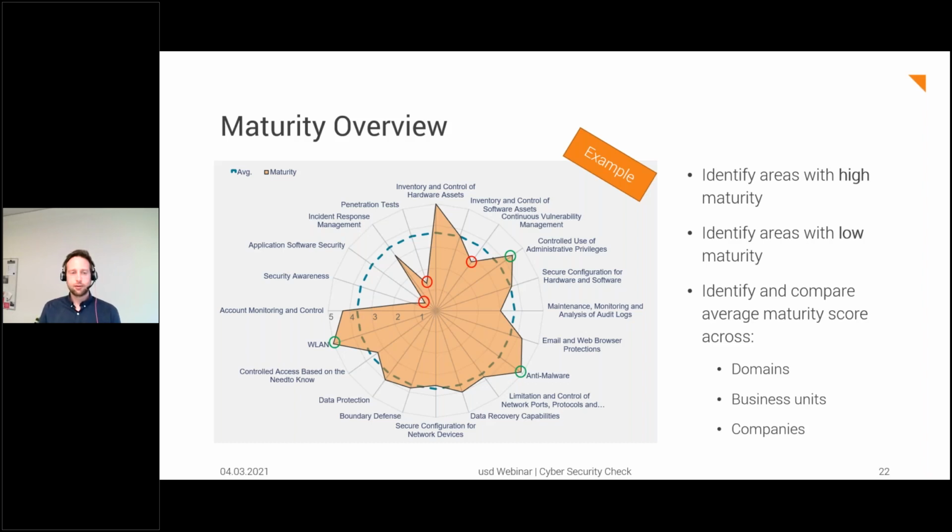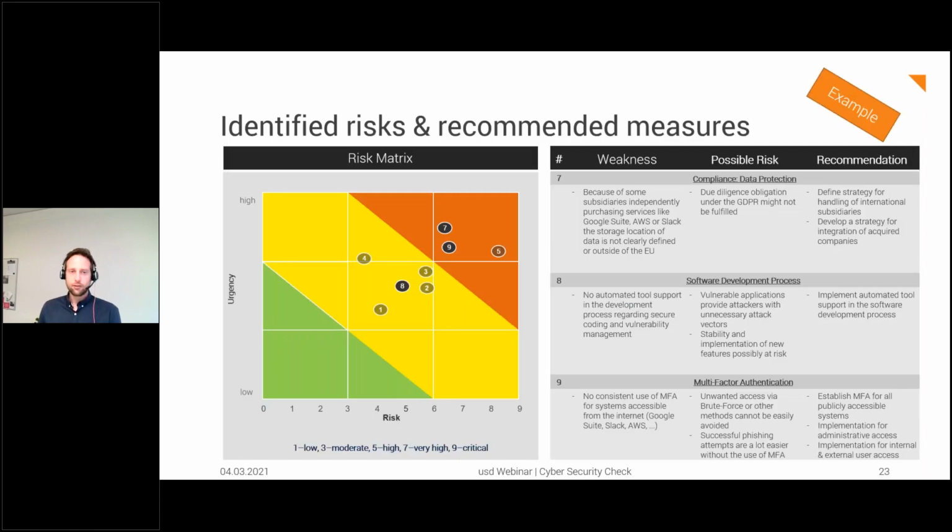So I think that really helps to put stuff into context and to maybe see where your organization is already excellent and where your organization is maybe lacking. So this would be the maturity overview, and then we would also obviously point out whatever kind of risks and weaknesses we identified.